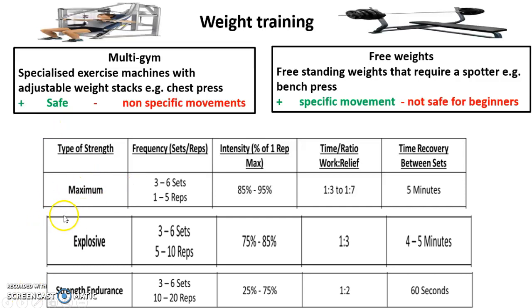For this particular question, it asked about explosive, so you go across the middle here and make sure that you have an understanding of that. So you've got your reps here, always the same, 3 to 6 sets, and then from that we build at 1 to 5 for max strength, because that's the one where we need to lift the most weight, therefore the lowest reps, and then it slowly builds up to explosive, 5 to 10, 10 to 20. Explosive for this one, what we're looking at, 75 to 85%, 1 to 3 work rest ratio, 4 to 5 minutes rest. Please learn these because they are really likely for this exam.